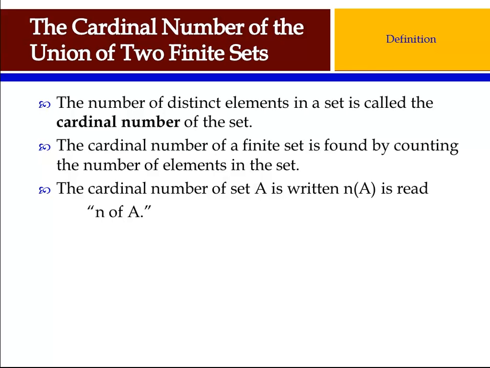The way we write the cardinal number of set A is n of A, that is n with parentheses A, and that does not mean multiplication. It means the cardinal number or the number of elements in set A. Think of it that way.